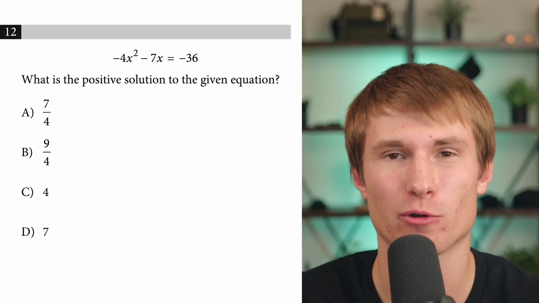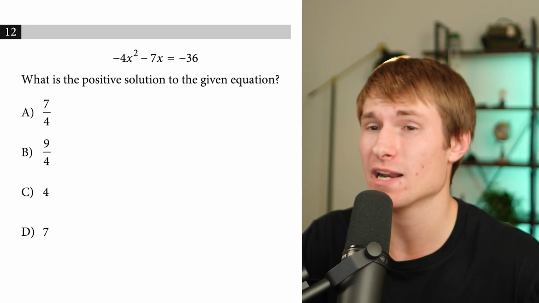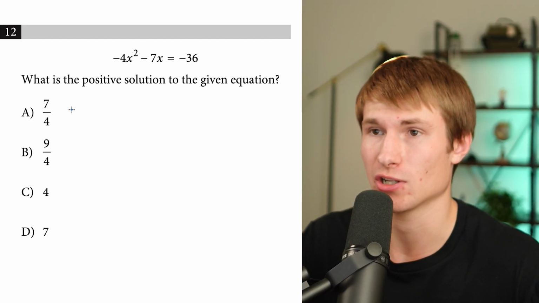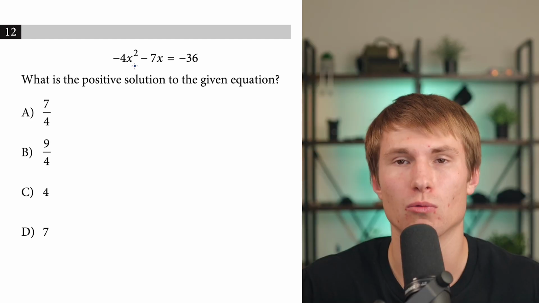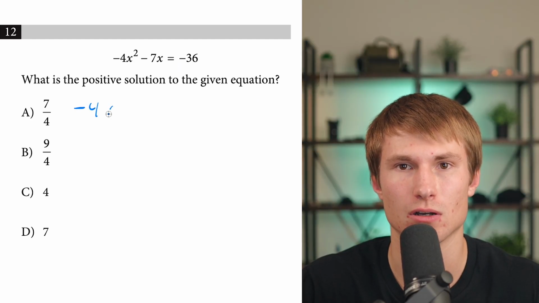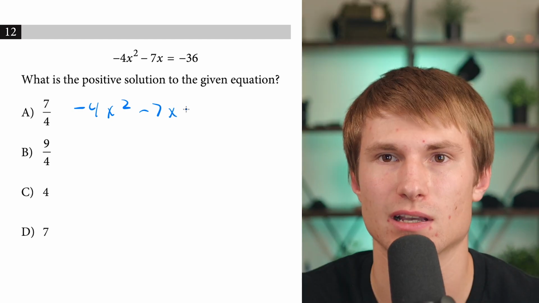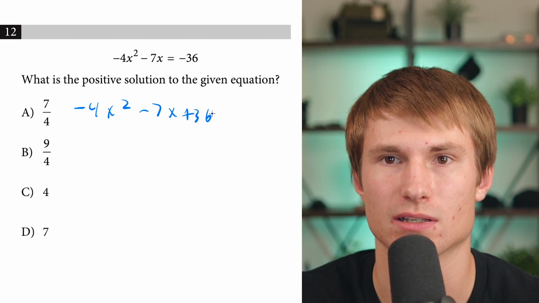This SAT math question is a great example of when it can be a great idea to use Desmos on the digital SAT. Question 12 states, what is the positive solution to the given equation? Well, what I would do here is I would take this and set it equal to 0. So I'd have negative 4x squared minus 7x plus 36 is equal to 0.